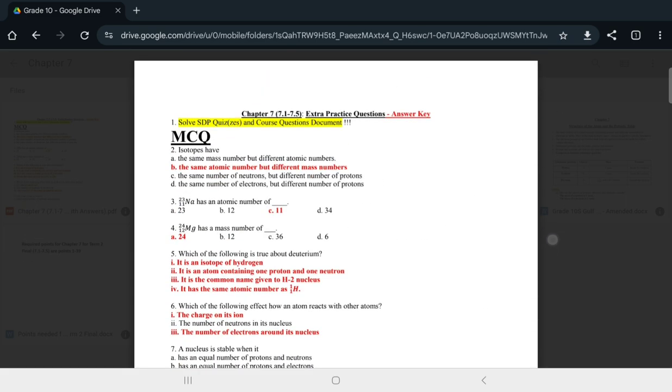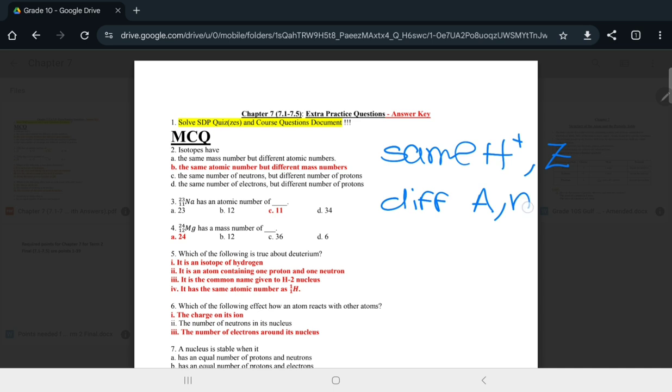Okay, isotopes. Isotopes have the same atomic number, but different mass number, different nucleons, different, not protons, different neutrons.